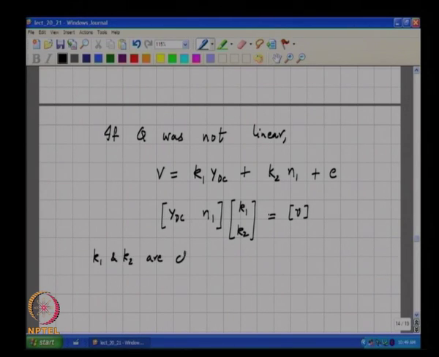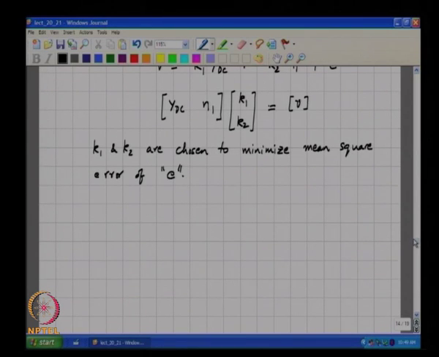So, find k1 and k2 chosen to minimize the mean square error of E. You understand? And how would you find the mean square error?